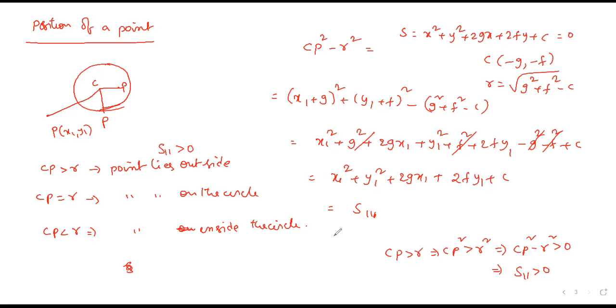And similarly CP equal to R means CP square minus R square value is 0. So you can say that S11 equals 0 for on the circle, and similarly inside the circle S11 less than 0. And it is easy to calculate S11 because simply substituting the given point in the circle gives the S11 value. So if S11 value is greater than 0, the point lies outside the circle, and if S11 equals 0, the point lies on the circle. And CP less than R means S11 less than 0. So S11 less than 0 means the point lies inside the circle. So this is the position of a point with respect to a circle.